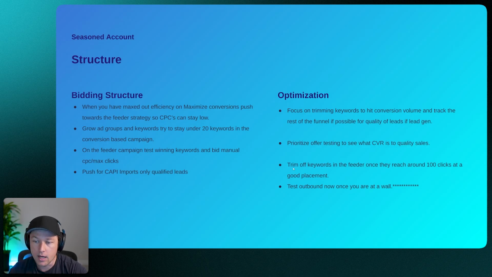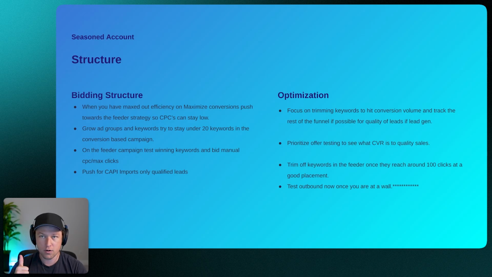Okay, and then here, trim off keywords in the feeder, meaning that manual campaign, once they reach around 100 clicks at a good placement. Same strategy as before, we're just doing it now in a separate campaign. So we have two campaigns running. The manual CPC campaign that's on exact match, going for super high intent keywords. And then we have the conversion-based campaign that we're using to capture all that data and scale. That's our goal, is to see how far we can push that before we have to then scale the other manual campaign.